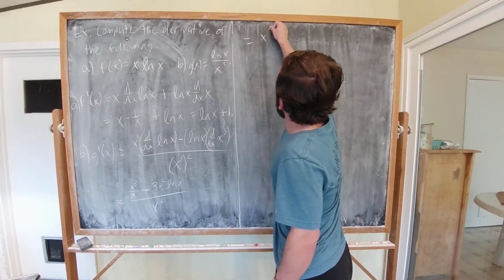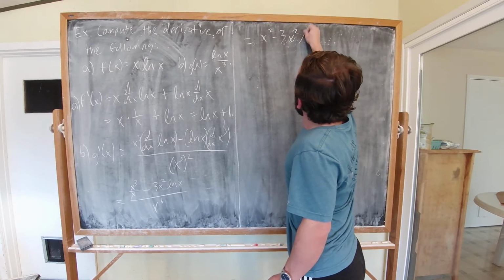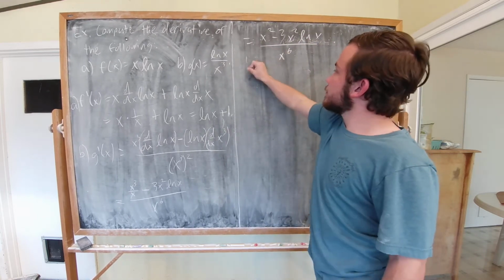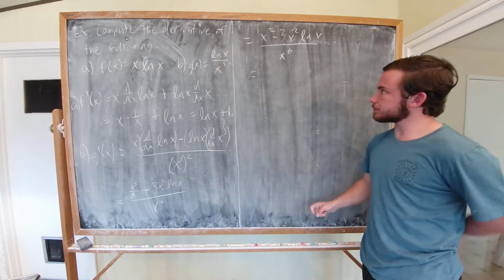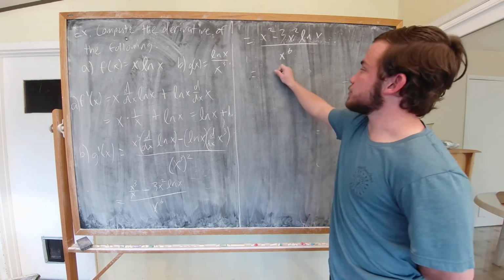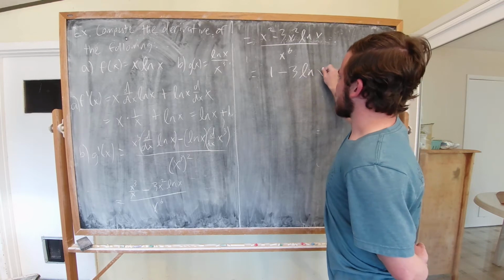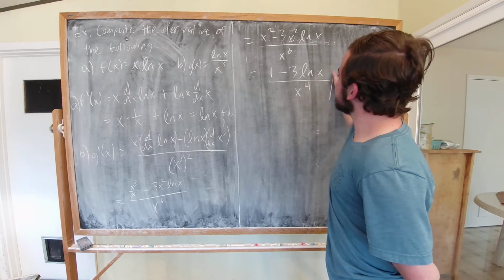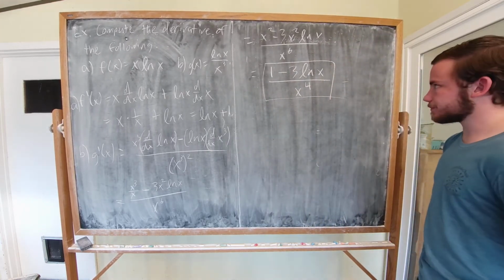It's equal to x squared minus 3x squared natural log of x divided by x to the 6th power. Right, just canceling: x cubed over x becomes x squared. And now I see some common factors of x on the top and bottom. So this will be equal to 1 minus 3 natural log of x divided by x to the 4th power. And that's where I'll care to leave that.